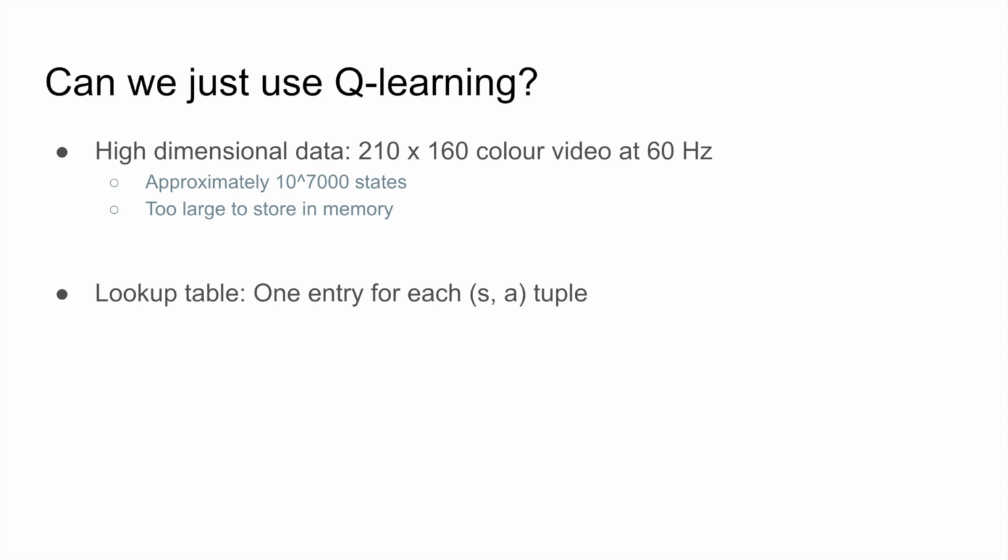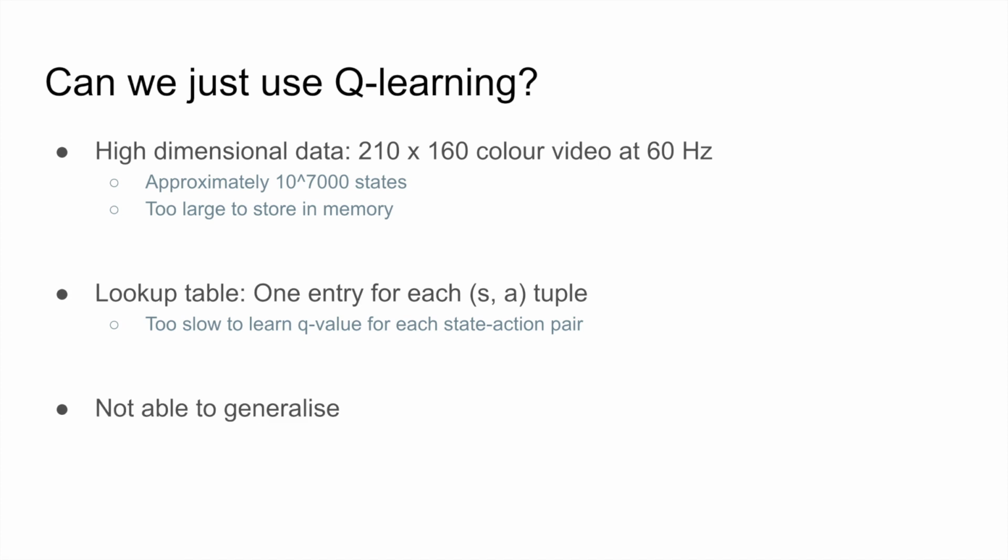So you now have an entry for each state and action pair. But still, even if you do that, it would be too slow to learn the Q value for each state and action pair, because you would have to go over all these possible states and action pairs and update them enough times so that you have a good estimate of the Q function at that state action pair.